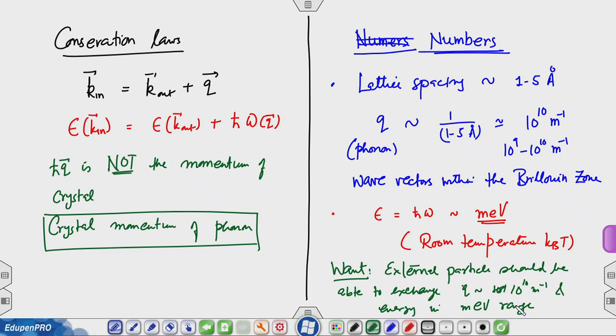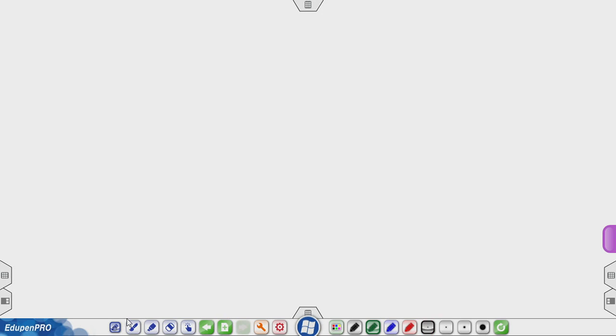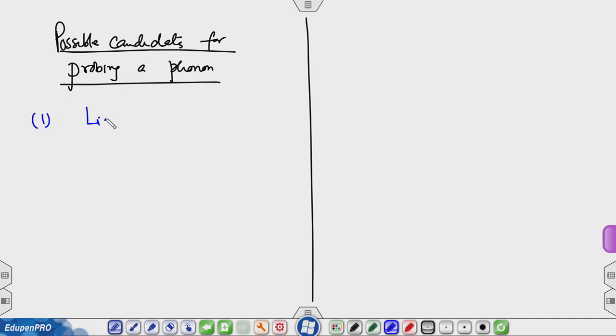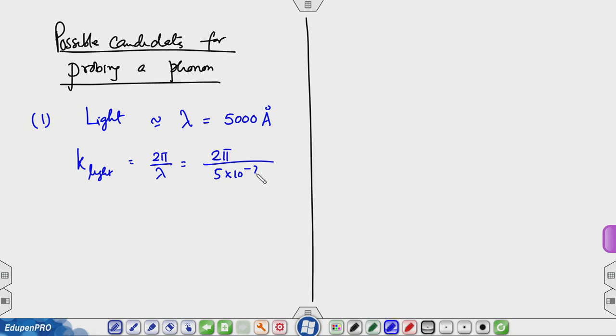Let us look at some candidates for this. Possible candidates for probing a phonon. The most obvious one, the first one that we look at, is light. So, light is of the order of lambda equals, let us say, 5000 angstrom. X-rays will be much smaller, but lambda certainly for light, ordinary light, is of this order. So, k for light, which is 2 pi over lambda, will be 2 pi over 5 times 10 raised to minus 7 meter inverse. So, this is of the order of 10 raised to 7 meter inverse.